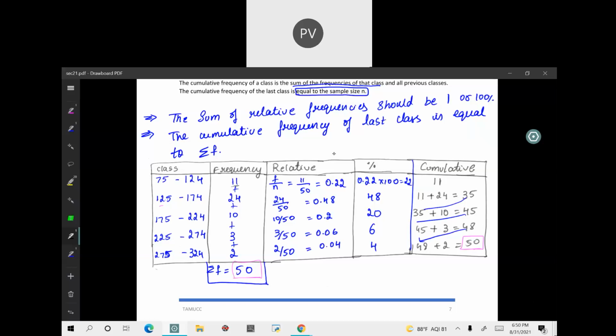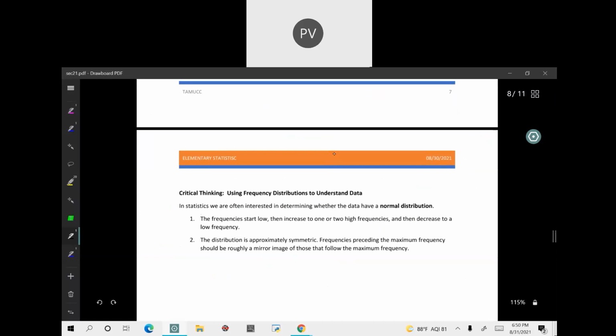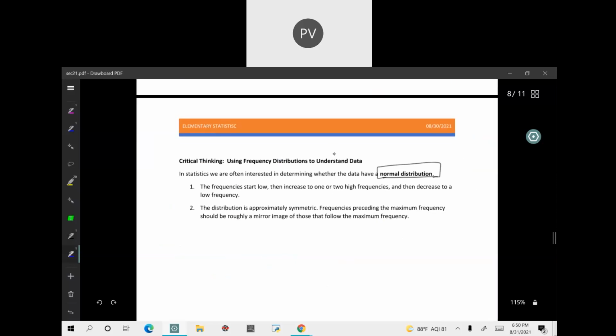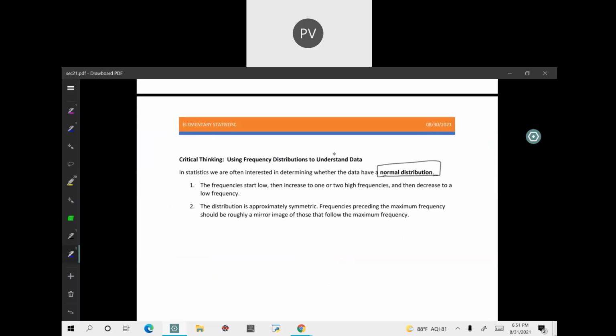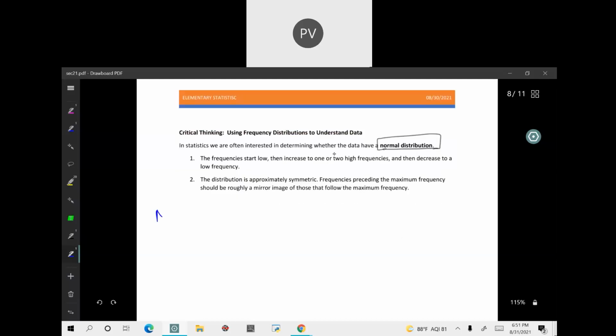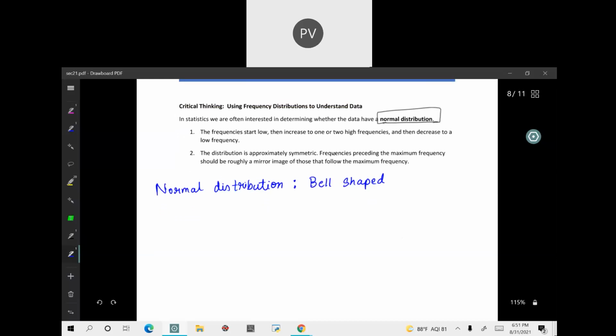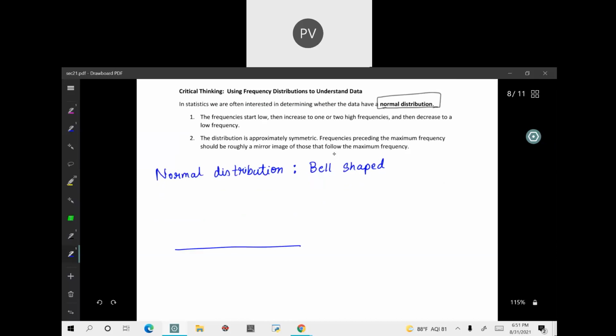Okay, and now next is about normal distribution. So we will be learning about this in detail in our next chapter. Normal distribution is a very important concept. How does this look like, or what is the other name for this? It is also called a bell-shaped graph. Okay, it is also called a bell-shaped graph, which means your normal distribution should look like this.